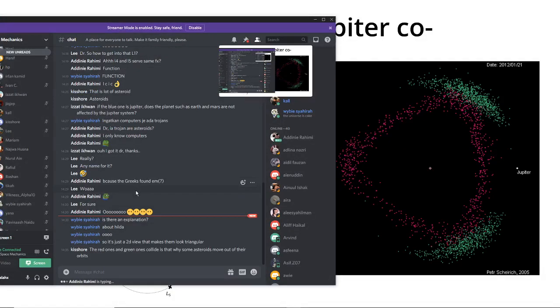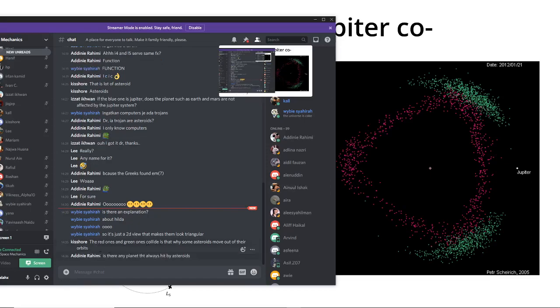Is there an explanation about Hilda? Oh, 2D. Yeah, if you combine all the Hilda asteroids together, it looks like they form a triangular stream. It's not actually an orbit. There's no asteroid that is going from here to here back to here. But the accumulation of all the Hilda asteroids will look like that. Do the red ones and green ones collide? Oh no, they don't know how to control themselves, but they don't collide.